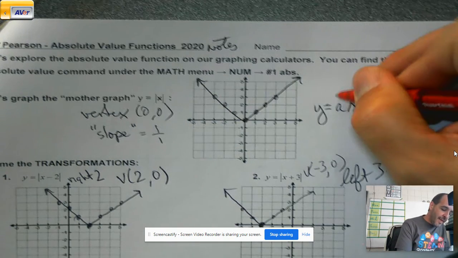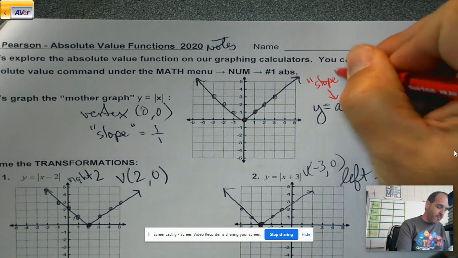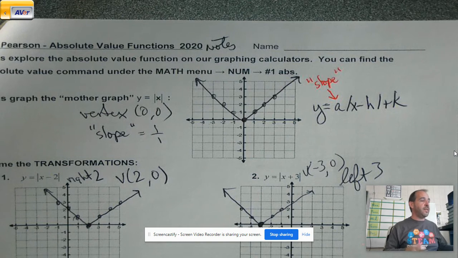A is always going to be my air quote slope. Whatever number's in front is telling me how much I need to go up, or in some cases down, which we'll talk about in a minute, and over. But air quote, because it's not true slope. We're not making lines here. We're making V's.